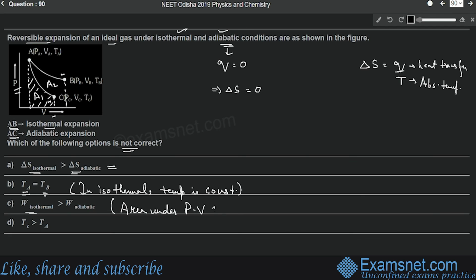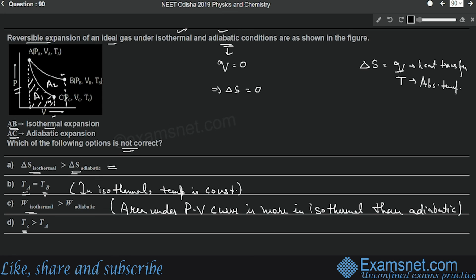Okay. So the reason is that area under PV curve is more in case of isothermal than the adiabatic. Okay. So obviously the first three options are correct. Then the only incorrect option can be the last one. But still let's check. It says TC is greater than TA.